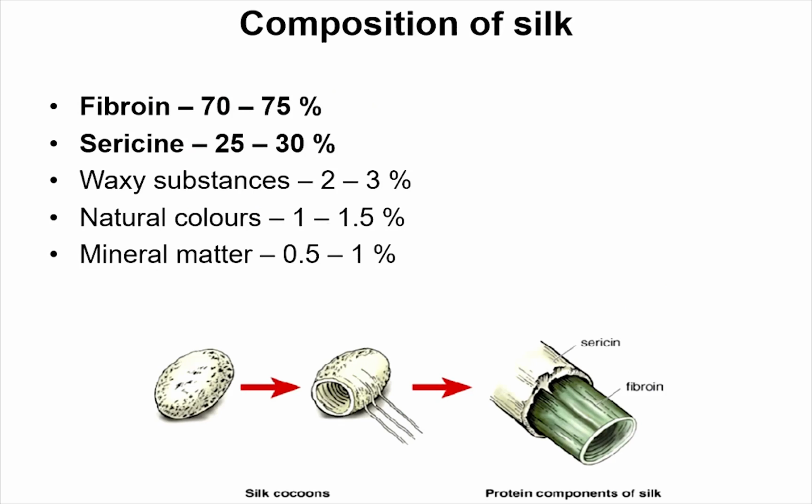And this is the composition of silk. Normally fibroin is the major portion, the main component of silk fiber. It will be around 70 to 75 percent, and 25 to 30 percent will be sericin, that is the gum, and the remaining waxy substance will be around 2 to 3 percent, natural colors 1 to 1.5 percent, and mineral matters around 0.5 to 1 percent. So these impurities should be removed for better luster and other properties.